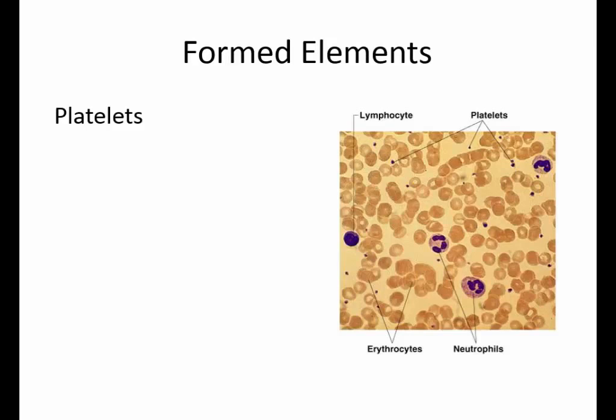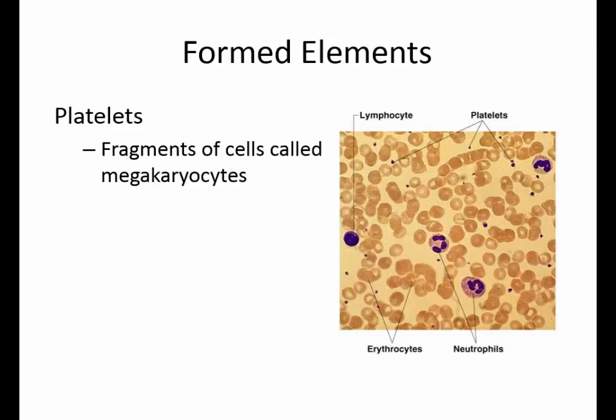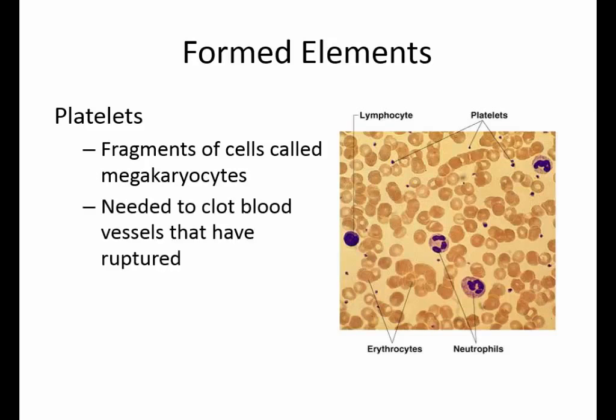And finally, we have the platelets, the third of the formed elements. These are not whole cells, but little fragments of cells. They come from cells called megakaryocytes that reside in the bone marrow. These little cell fragments contain enzymes that are important in initiating the blood clotting process. So we need these cells so that blood can clot properly whenever a blood vessel ruptures. There are about 250,000 to 400,000 platelets in each cubic millimeter of blood.